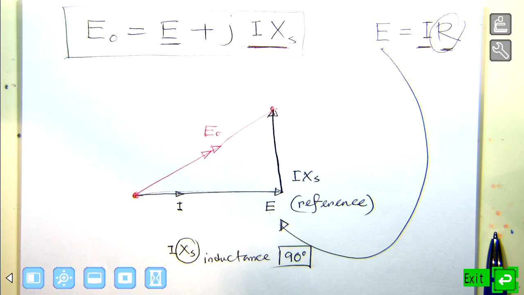Any confusion here? Good. That is better.